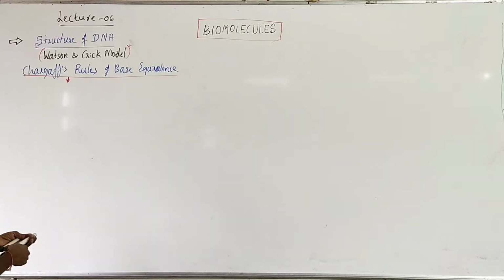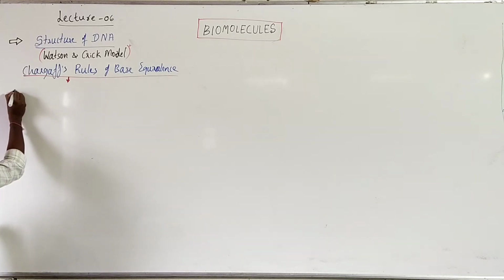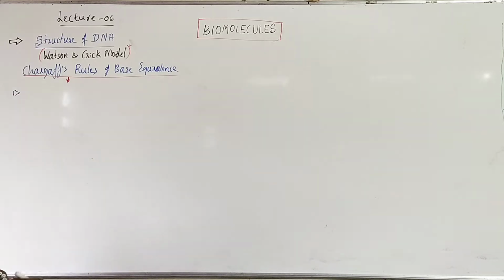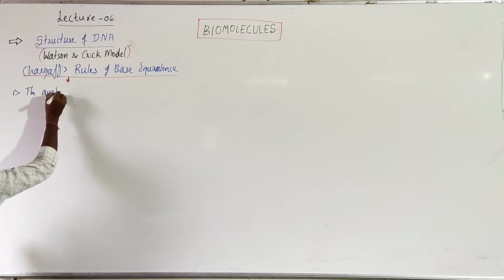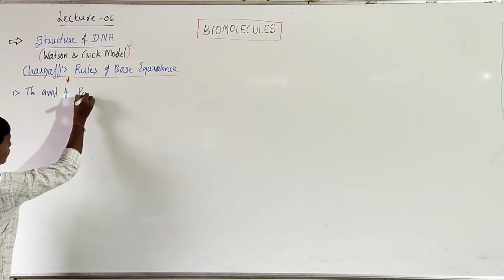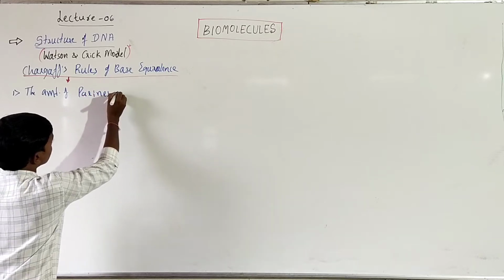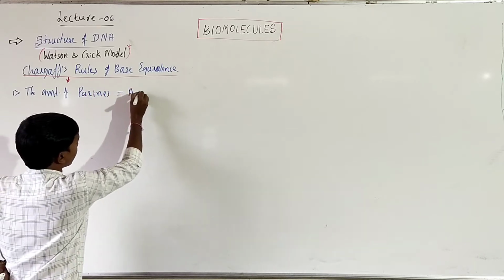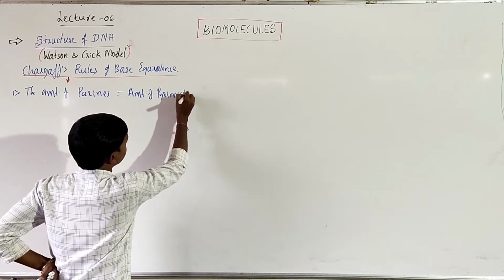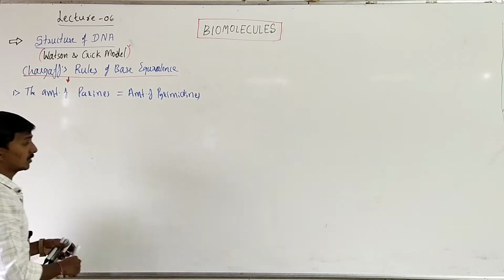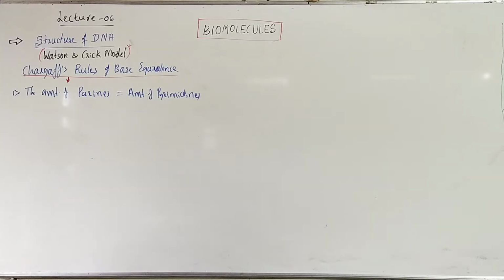First is the amount of purines is equal to the amount of pyrimidines. Amount of purines equals amount of pyrimidines.